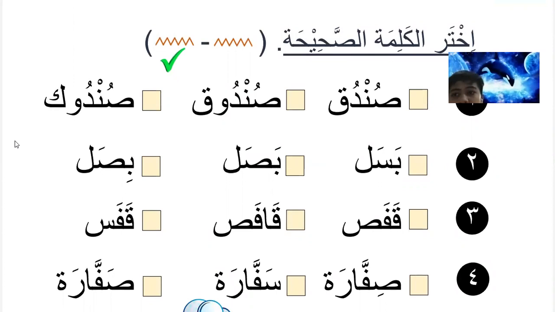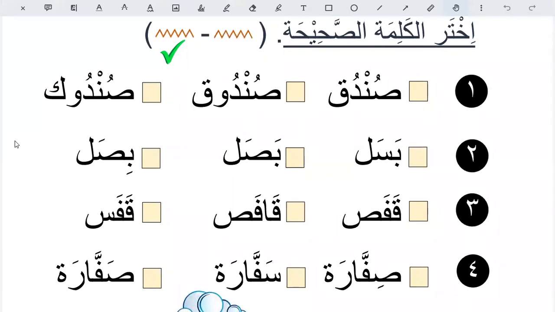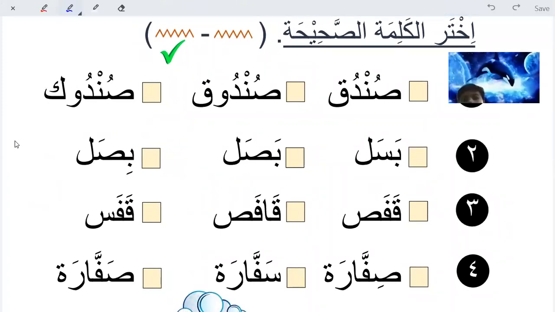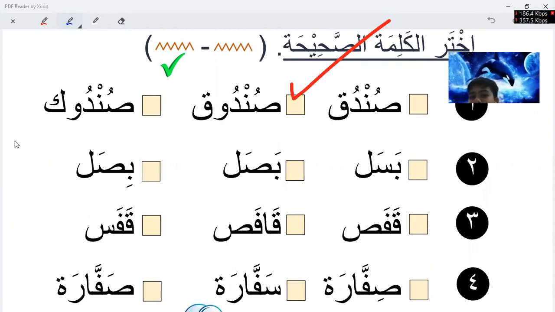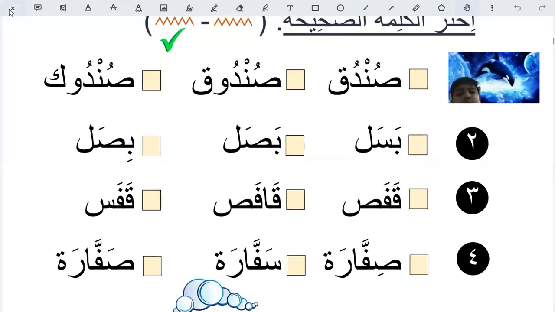Okay. Sunduk. As I remember, one of the pages had sunduk, and the answer is this one. Yes, this one. Meaning? A box, a chest. Good. Basal. It's not today's scene. Basal doesn't make sense. So it's going to be basal again. Yes, basal for that.